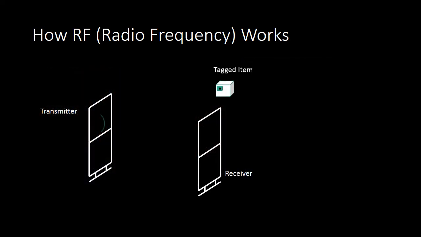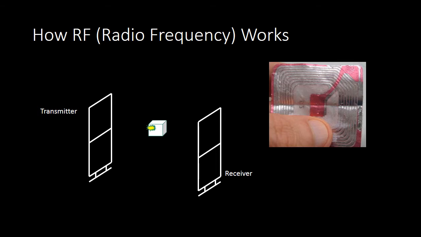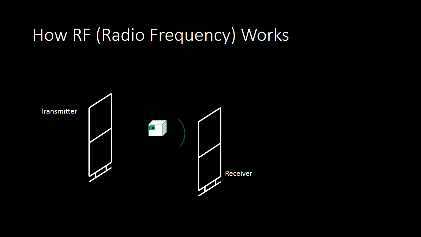When a tag is passed through the doorway, the radio waves from the transmitter are picked up by the coiled metal antennae on the tag. This generates a tiny electrical current that makes the label transmit a new radio signal of its own at a very specific frequency. The receiver on the other side of the doorway picks up the radio signal that the tag transmits and sounds the alarm.